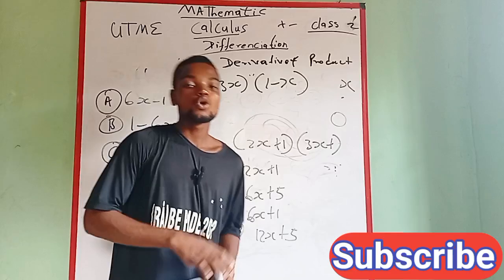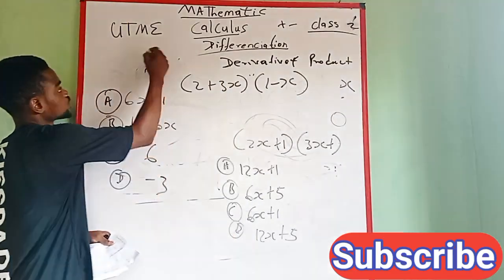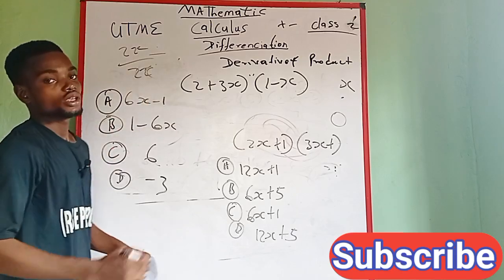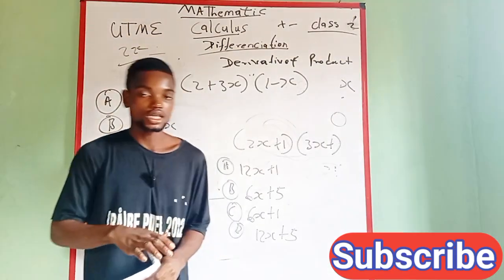Let's talk about quotient derivative, or derivative of a quotient, which is division. That is when 2s is dividing 2s. What are you going to do? Derivative of a quotient, or quotient derivative.